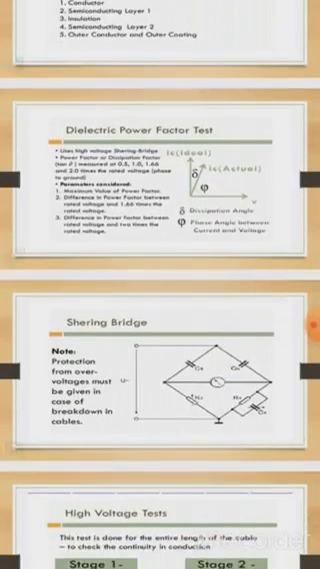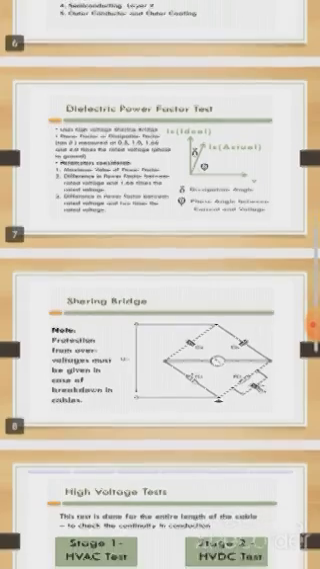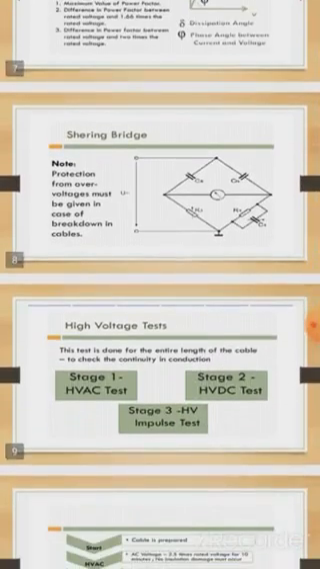Dielectric power factor test. The power factor test is a maintenance test used to determine insulation system dielectric power losses by measuring the power angle between an applied AC voltage and the resultant current. Schering bridge: it is an electrical circuit used for measuring the insulating property of electrical cable and equipment.